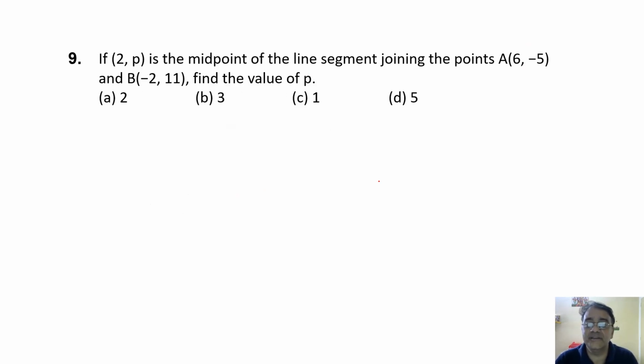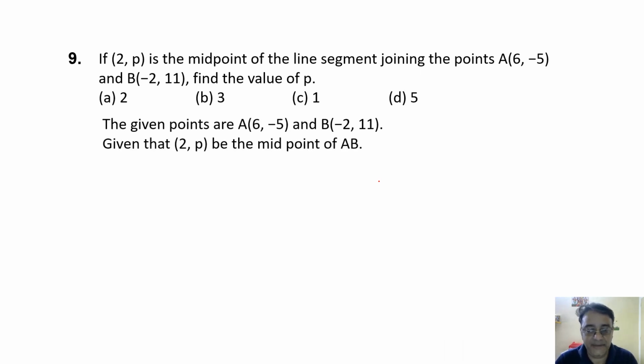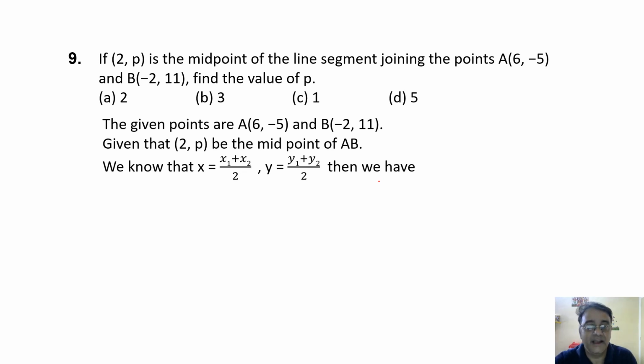If 2P is the midpoint of the line segment joining the points A (6, minus 5) and B (minus 2, 11), find the value of P. So the given points are A and B, right? And it is given that 2P is the midpoint of AB. And just now I told you the midpoint formula, x is equals to (x1 plus x2) by 2 and y is equals to (y1 plus y2) by 2. And 2P is the y coordinate. Okay, so we are going to take only the y coordinate, this part.